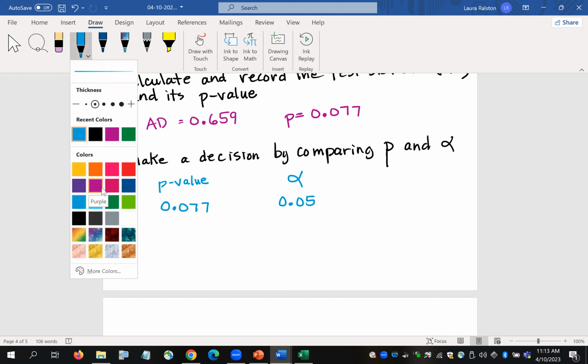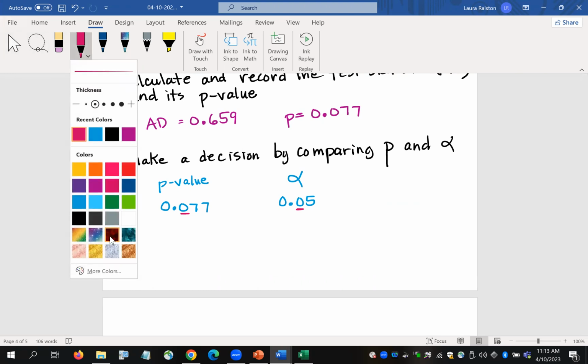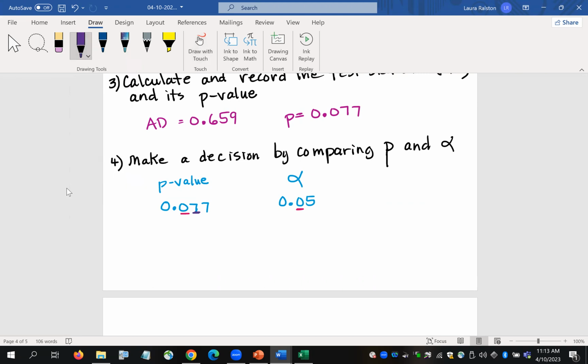Again, I compare it digit for digit. The first number after the decimal for the p-value is 0, for alpha is 0. Looking at the second digit, for the p-value, it's a 7. For alpha, it's a 5. 7 is greater than 5, so p is greater than alpha. If p is greater than alpha, we fail to reject the null. That is the decision.